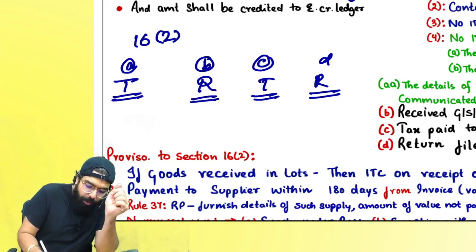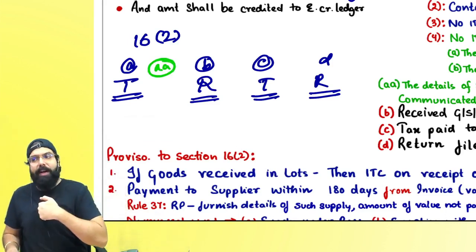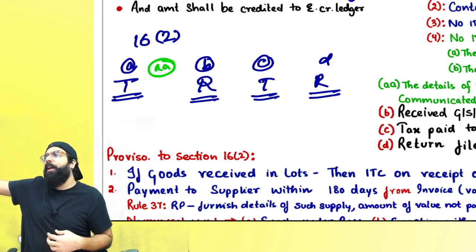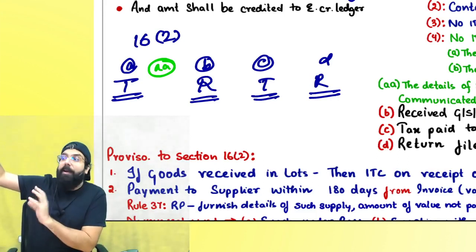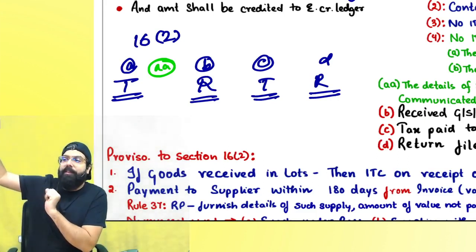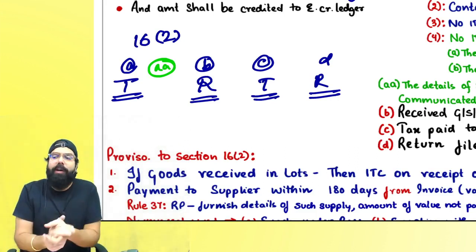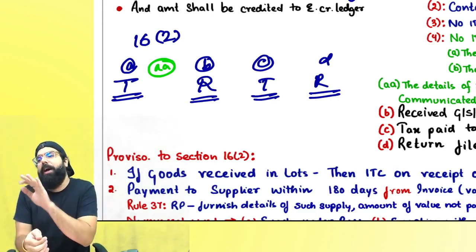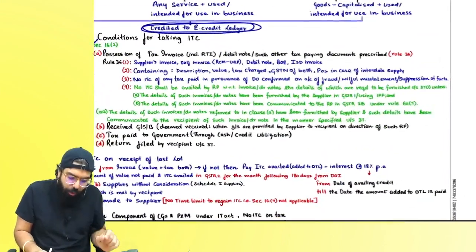But here one more condition, AA, has been inserted, which says that you can take the credit only when the supplier has uploaded the invoices or debit note in the prescribed manner. Basically, he has uploaded in GSTR 1 and the amount is appearing in your GSTR 2B. Only then you can take the credit. That is one new insertion, section number 16.2 AA.